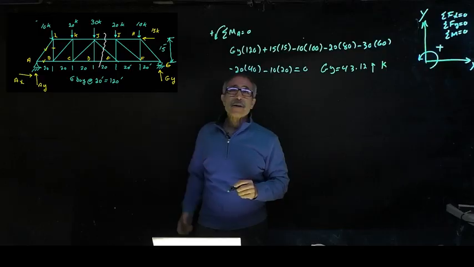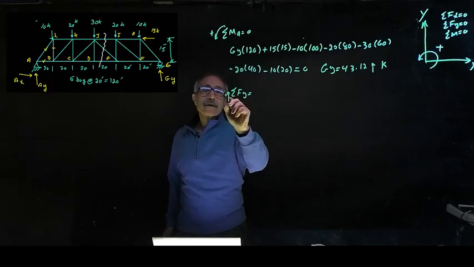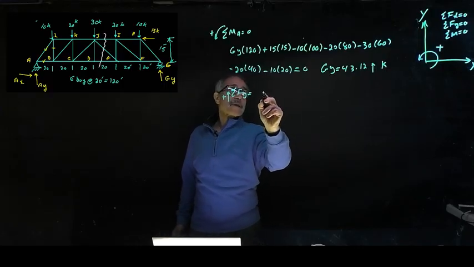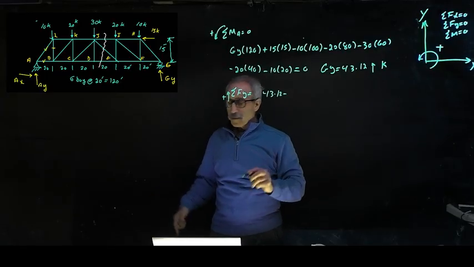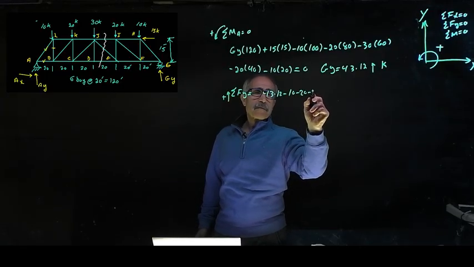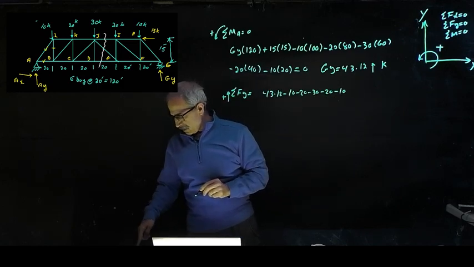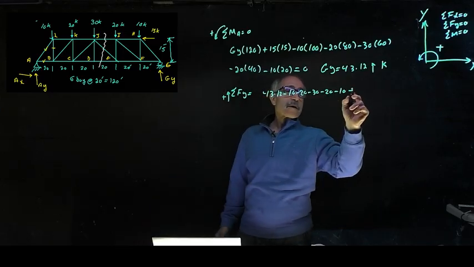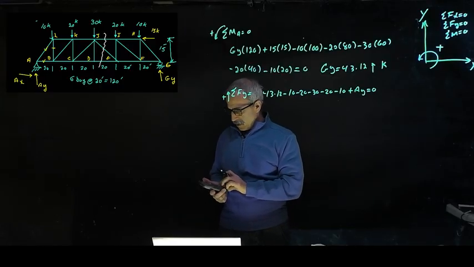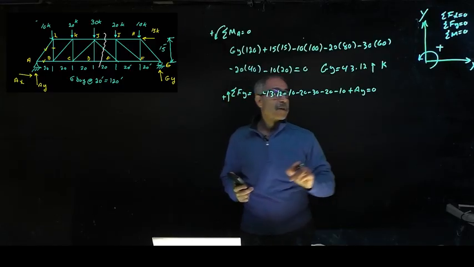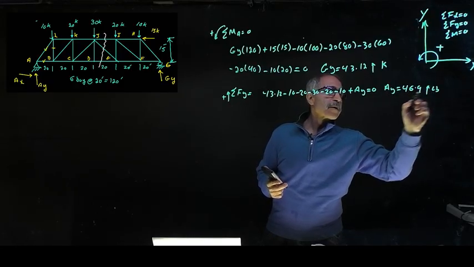The next thing we're going to calculate is summation F of y. I want to find out what Ay is. And I'm going to have 43.12 minus 10, minus 20, minus 30, minus 20, minus 10. I think I got it right. And then we have the Ay. Plus Ay, and that's equal to 0. So Ay comes out to be 46.9 kips. Okay, that's good.